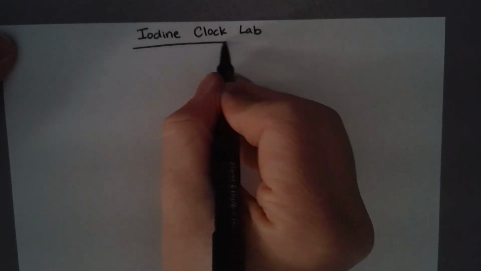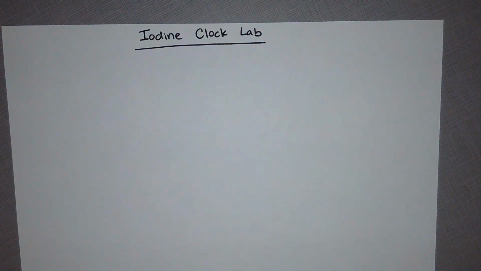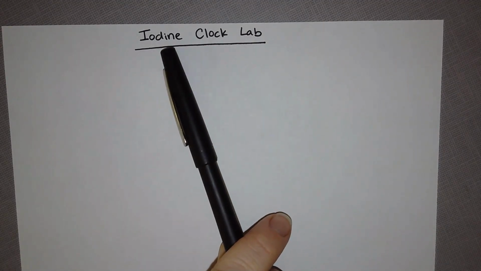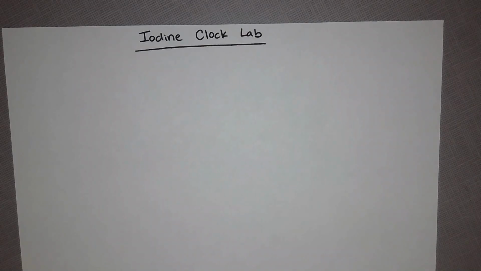Iodine refers to the chemical, so this lab will be utilizing iodine. The clock portion refers to the predictability. So what we're going to be doing is changing the concentration of iodine, and that will change the amount of time it takes for a reaction to proceed.